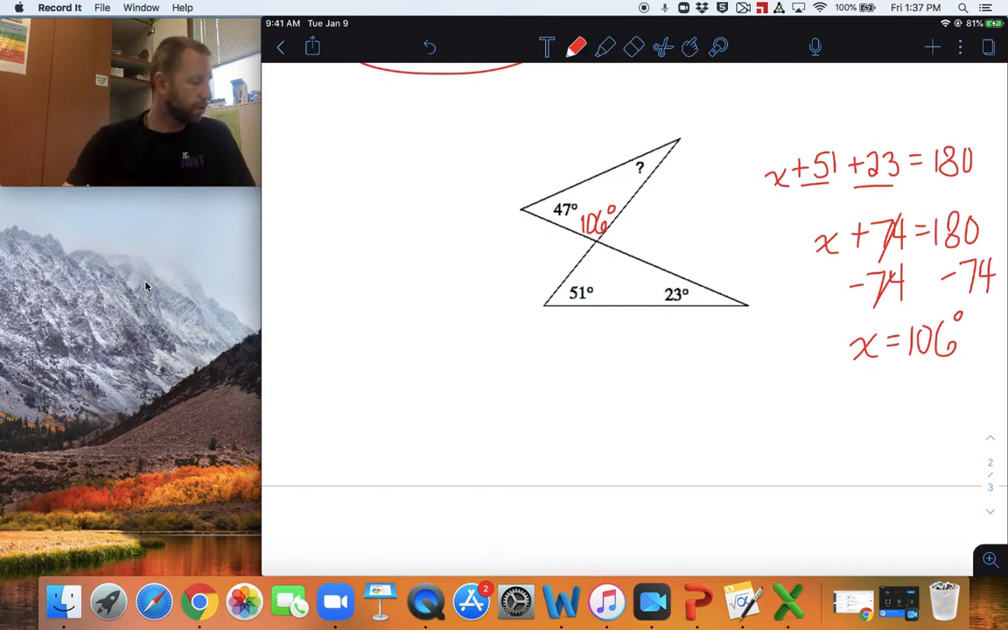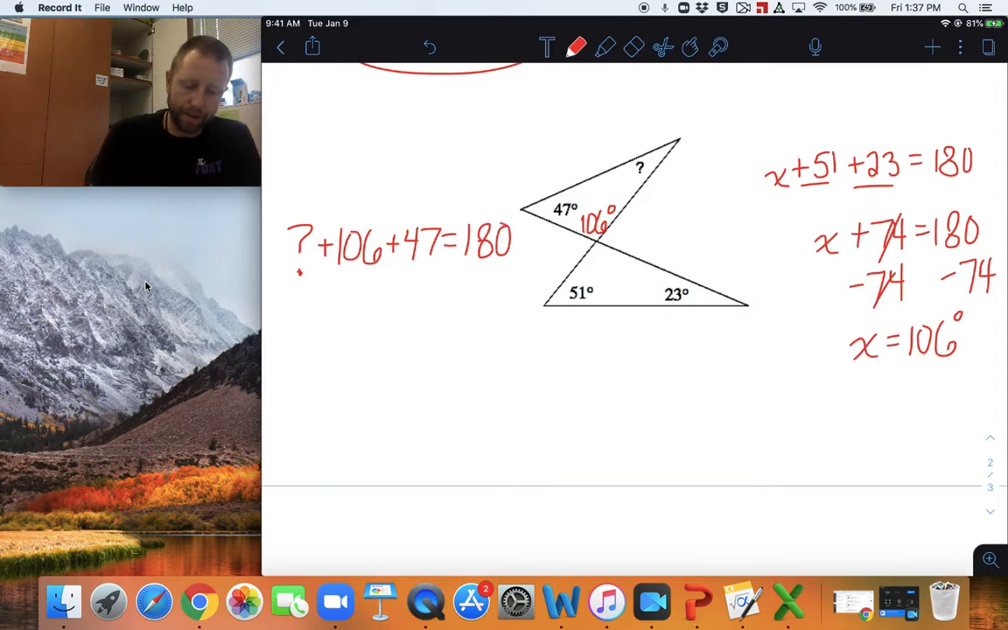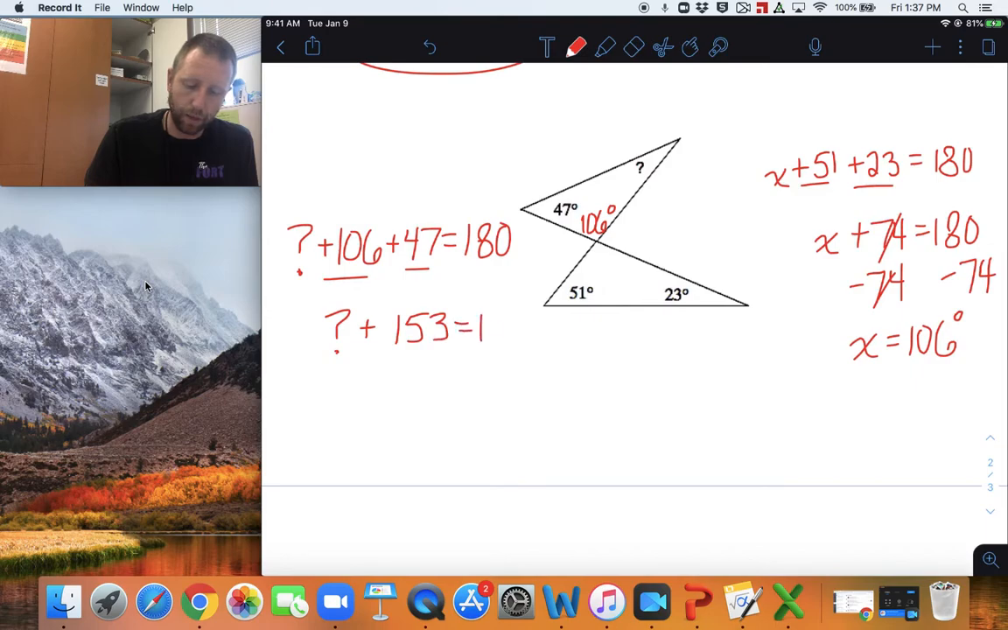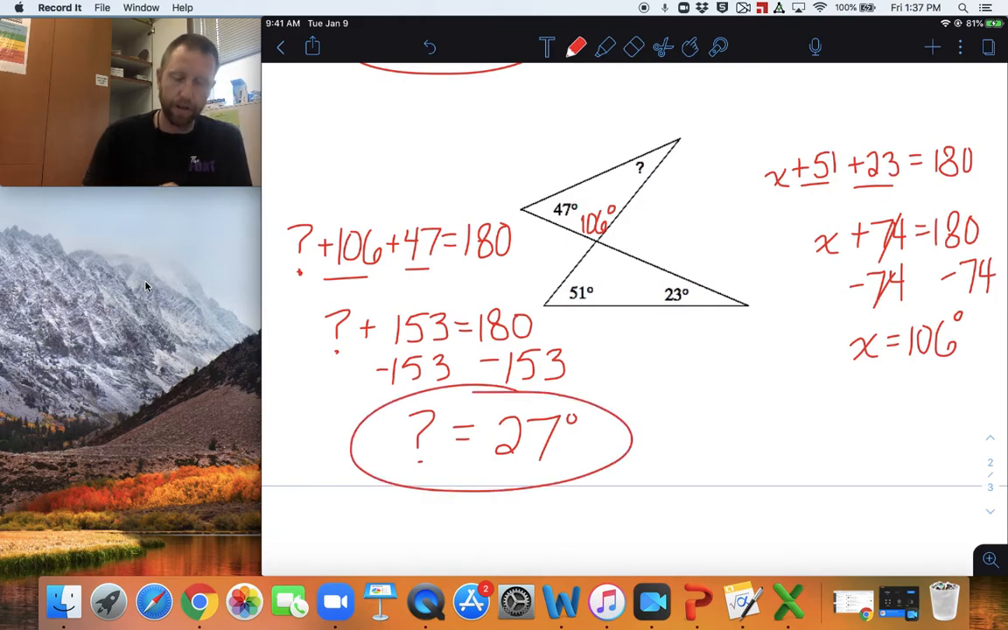So I'm ready to write my equation for that question mark. Now it's question mark plus 106 degrees plus 47 degrees equals 180. Combine like terms, and for this one I've got 106 and 47. So that would be question mark plus 153 equals 180. And then just subtract 153 from both sides. And that will give us our measurement for question mark. The question mark equals 27 degrees.